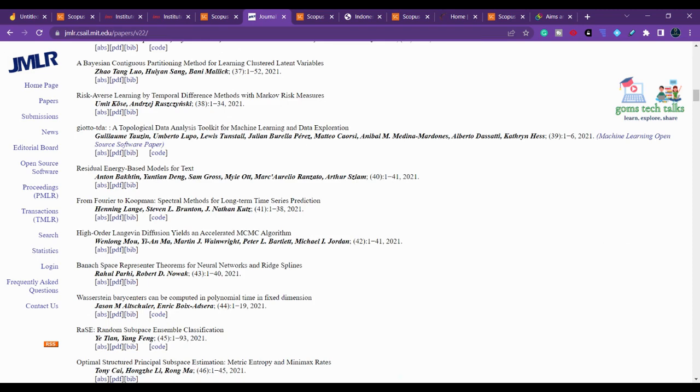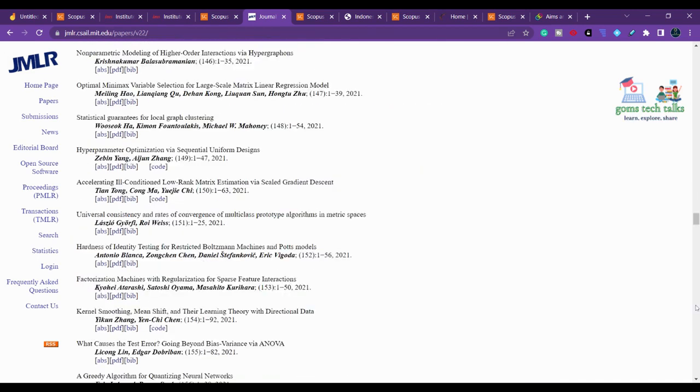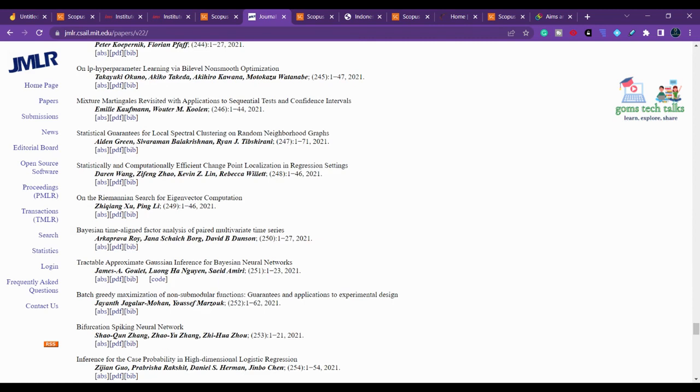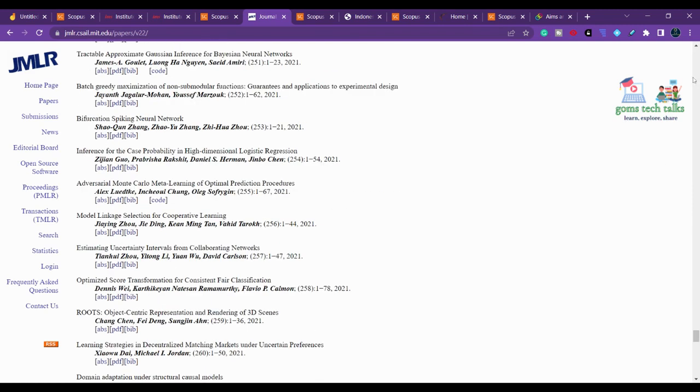Okay, just understand the pattern. I think there are more publications here. Of course, I hope it will be at least 6 issues per year. That will be okay. So they have given the publications here.